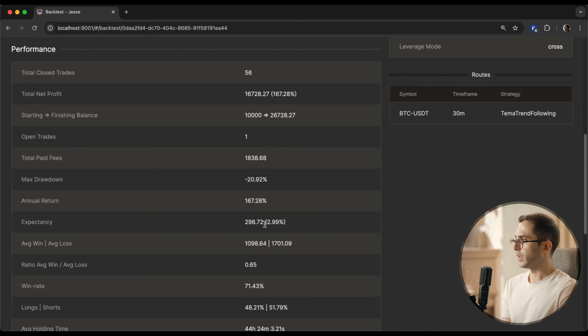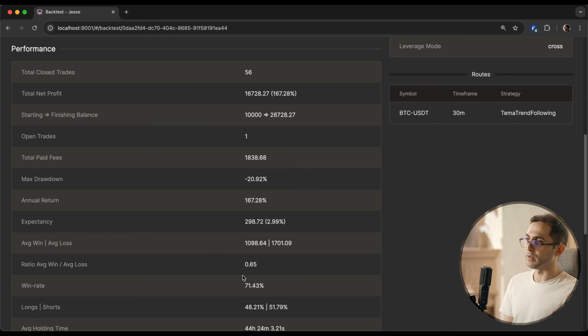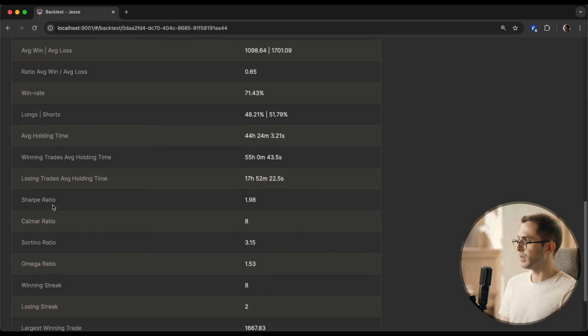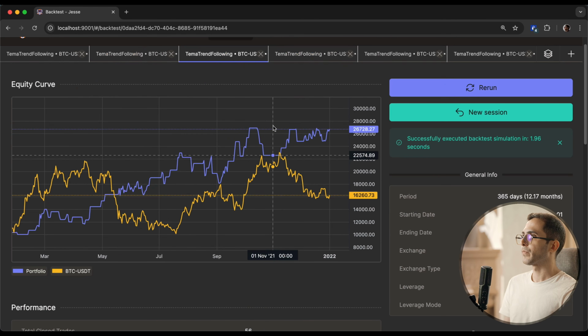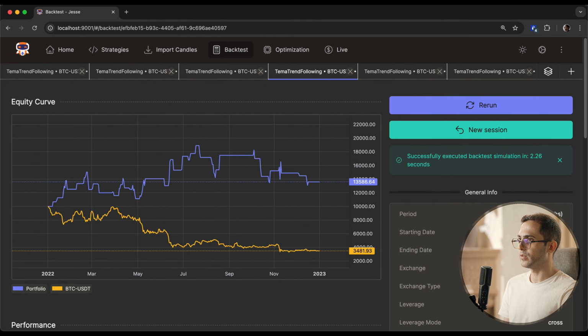Now, the win to loss ratio is 0.65, and that is because for our take profit, we're using 3 times the ATR, and for a stop loss, we're using 4 times. But on the other hand, the win rate is 71%. So you could say it's more similar to a mean reversion rather than a typical trend following. The average holding time is 44 hours. The Sharpe ratio is 1.98, which is really great. Let's look at 2022. So here's the equity curve.